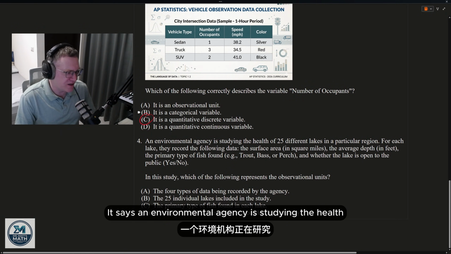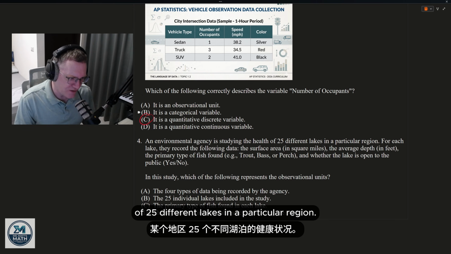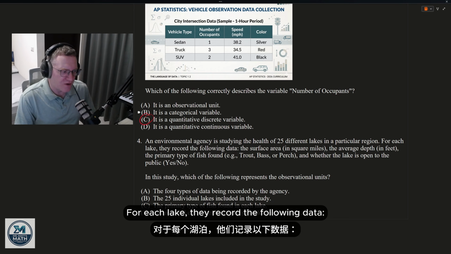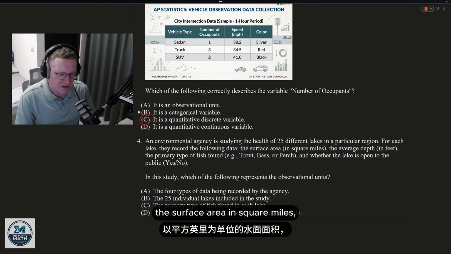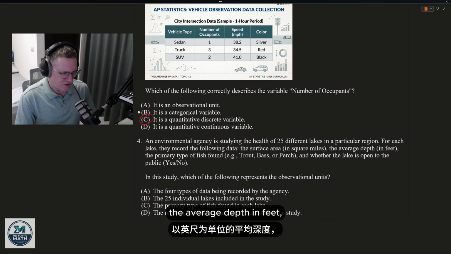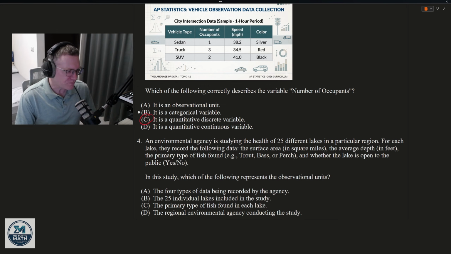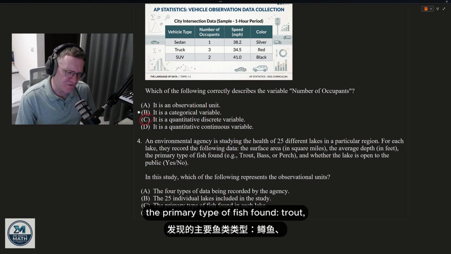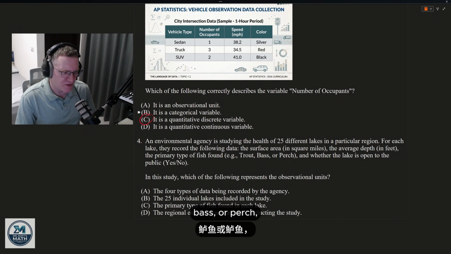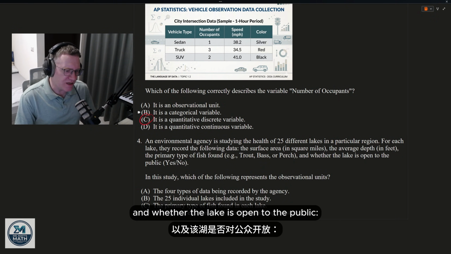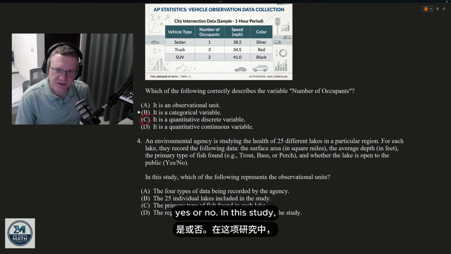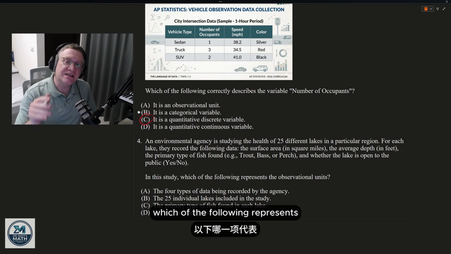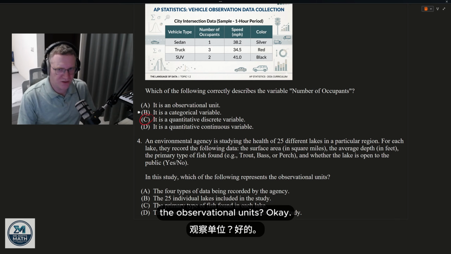All right, let's look at our final one here. It says an environmental agency is studying the health of 25 different lakes in a particular region. For each lake, they record the following data: the surface area in square miles, the average depth in feet, the primary type of fish found, trout, bass, or perch, and whether the lake is open to the public, yes or no. In this study, which of the following represents the observational units?